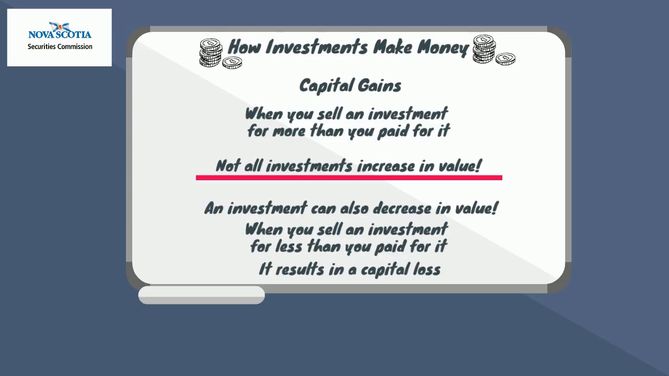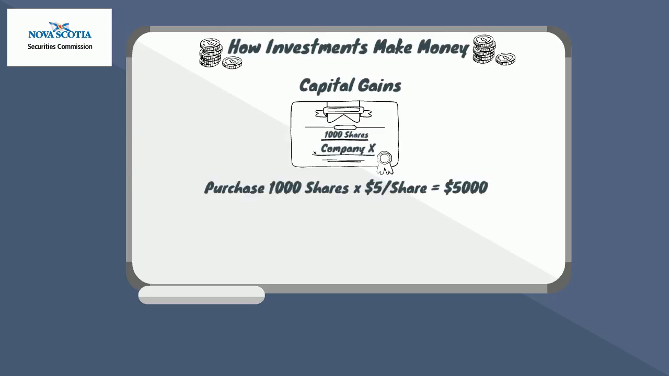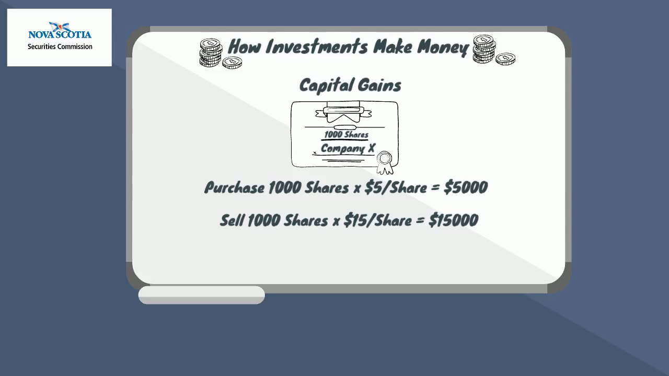As an example, let's say I purchase 1,000 shares in a company at $5 per share for a total of $5,000. I sit on my shares for a few years, and one day I check the stock price and find it is now priced at $15 per share. I decide to sell my 1,000 shares for $15,000. I've made a capital gain of $10,000.